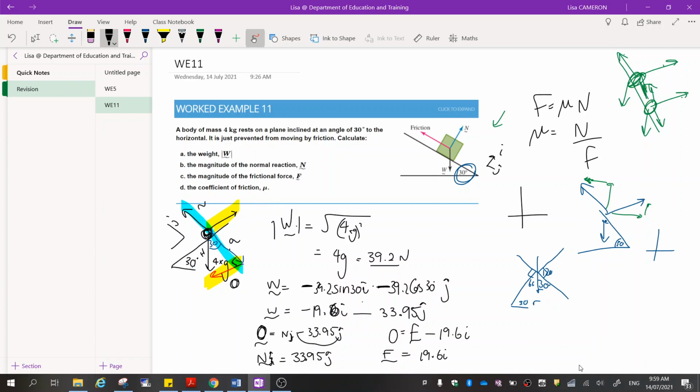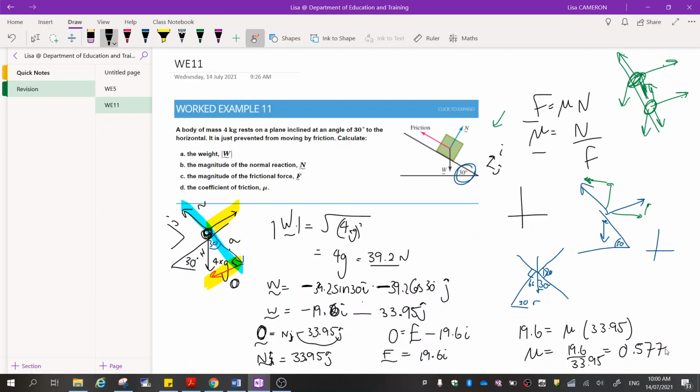Now I can work out the coefficient of friction by substituting into this formula. This is a formula that you're probably going to get in a question because it's one of those more abstract ones. It's not on the formula sheet. So 19.6 is equal to our coefficient of friction multiplied by 33.95, which means our coefficient of friction is equal to 19.6 divided by 33.95.